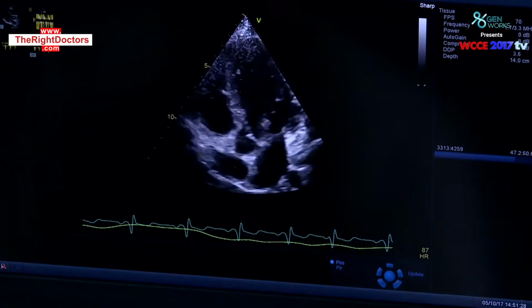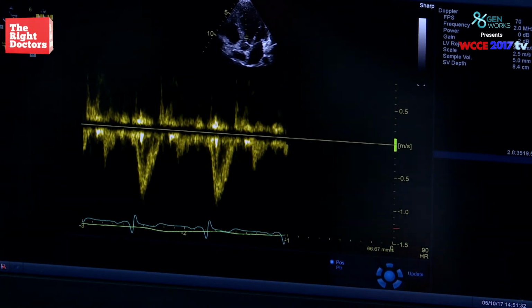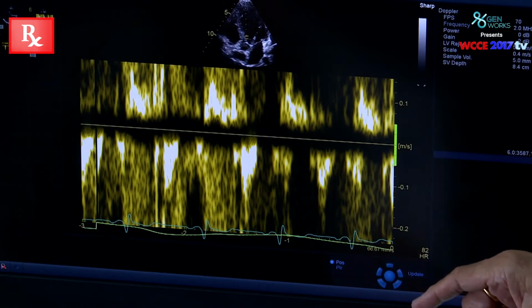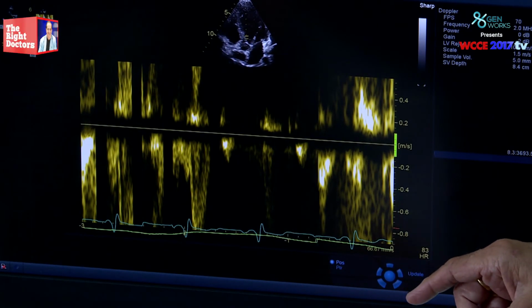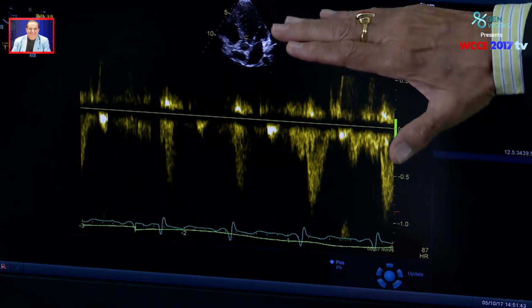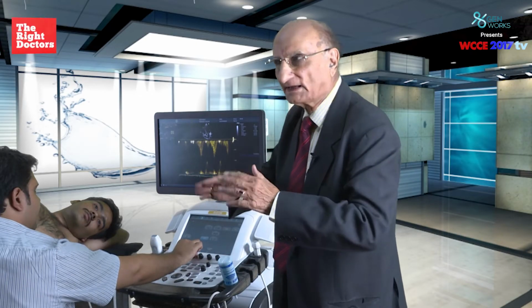If you can see, there are three ways to remove aliasing. One is by increasing the velocity scale. He has increased the velocity scale and the aliasing disappears, or you can take the baseline in the opposite direction. When you move the baseline above, the velocity scale comes down, increases also.